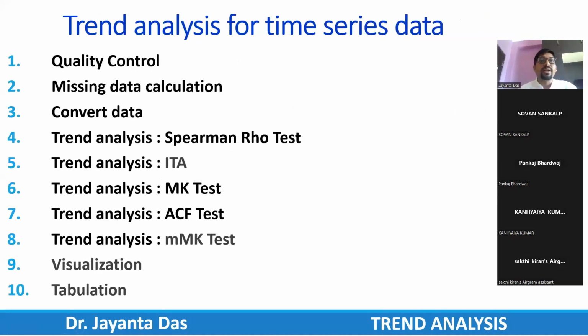So this is today's topic, quality control. It is the most important part of any time series data, basically station-based data. Then missing data calculation and converting data. Probably you will get data on a daily basis. You have to convert it into monthly or seasonal or annual. Then trend analysis methods and their defined algorithms, Spearman's Rho or ITA, MK, MMK. Then how we can visualize this data, how we can prepare our table for publication, right?